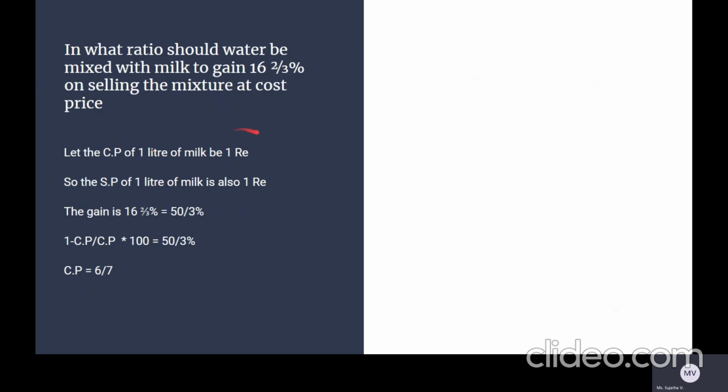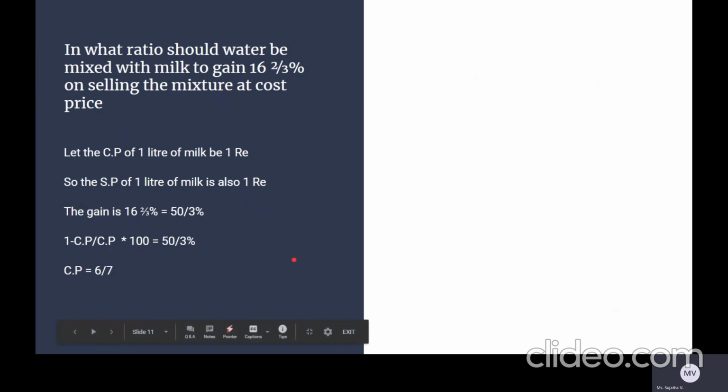So his cost price is no longer this 1 rupee that he claims, right? It is less than 1 rupee. So we have to find out how much is his real, actual cost price, so that he gets a gain of 16 2/3%. According to his claim, the selling price of 1 liter of milk is 1 rupee. So now we can apply it in the profit percent formula, (selling price minus cost price) by cost price into 100, right? So you put it in this formula, the selling price is 1, and you find the cost price. So I get the cost price as 6/7, right?